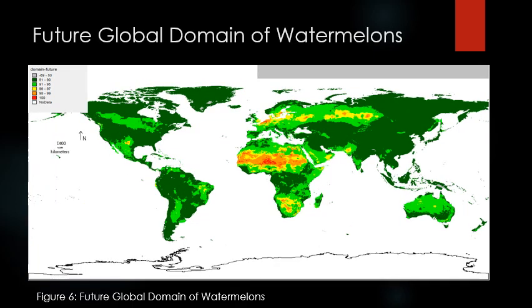In the future global domain of watermelons, there isn't much difference from the current one because most of the areas are still covered in the darkish green and the light greenish, and some areas have yellow and red, and there are also some parts which have white, and that represents no data.